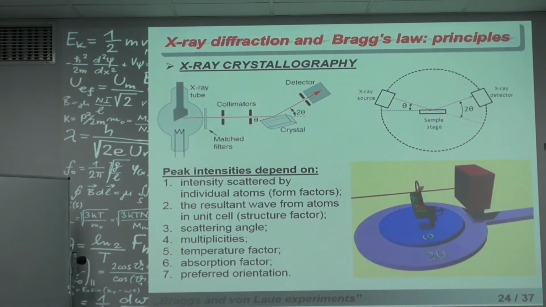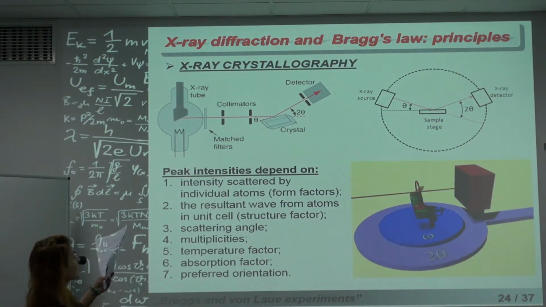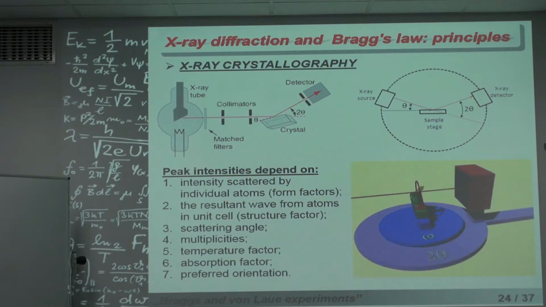A more modern setup is presented here. For example, we have the same X-ray tube. Instead, we have collimators and filters, and of course, to have a better intensity picture of the diffraction pattern, we are using a detector at the end. The schematic presentation is on the right-hand side above.